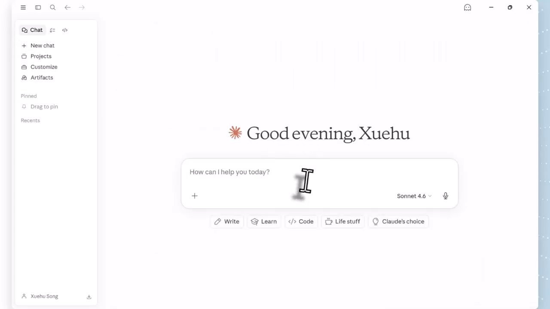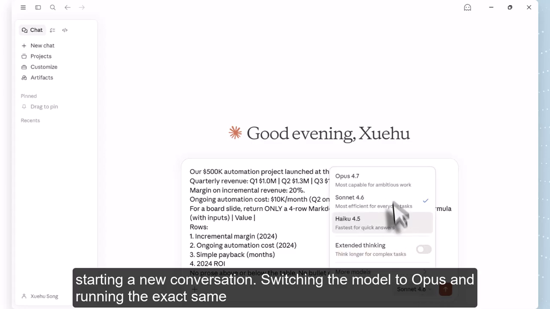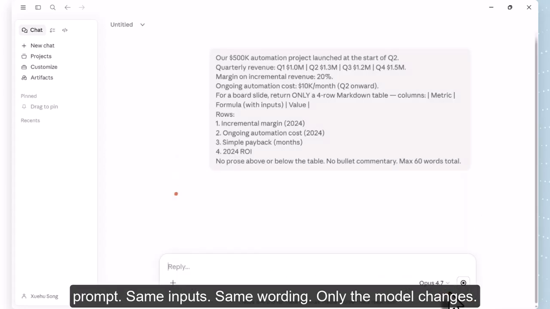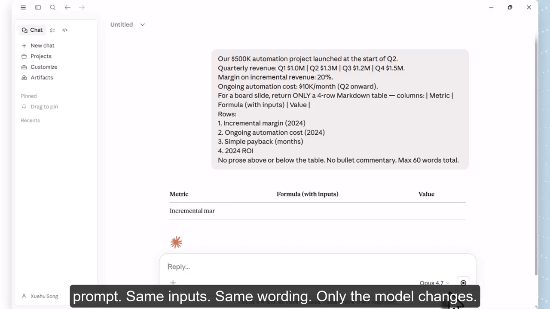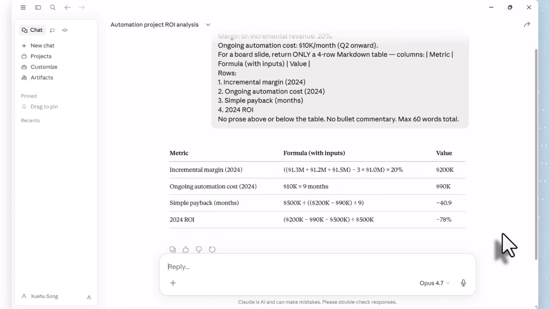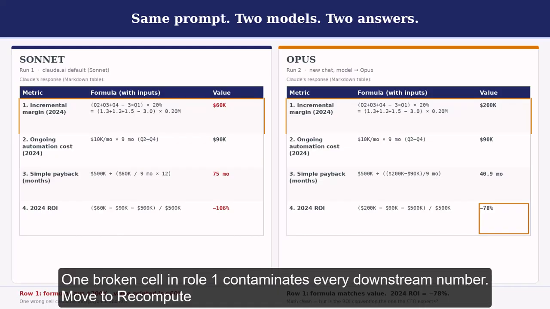Watch this. I'm starting a new conversation, switching the model to Opus and running the exact same prompt. Same inputs, same wording. Only the model changes. Watch the cascade. Sonnet's wrong margin feeds into its payback row, into its ROI row. One broken cell in row 1 contaminates every downstream number.